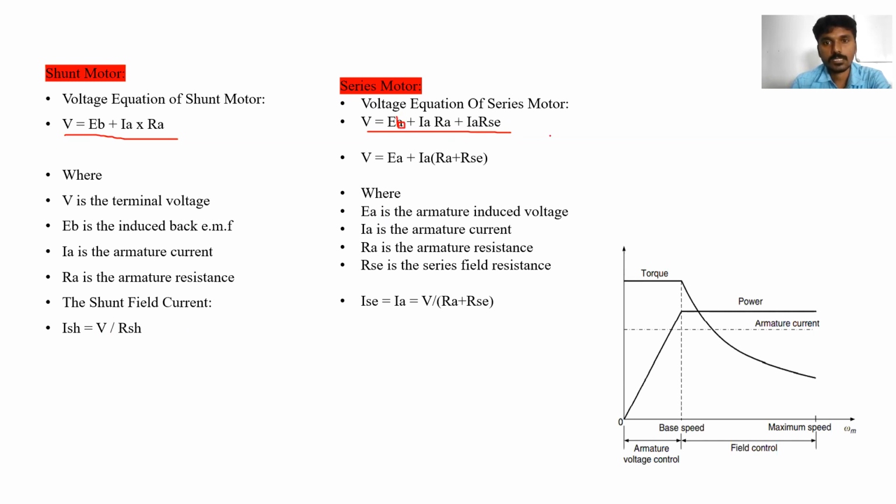Why have we written Ia Rsc? Because in series motors the field winding and armature winding are connected in series. So we can write the voltage drop across the resistance as current into total resistance, Ia into (Ra plus Rsc). So V is equal to Eb plus Ia into (Ra plus Rsc). So Isc is equal to Ia is equal to V by Ra plus Rsc.